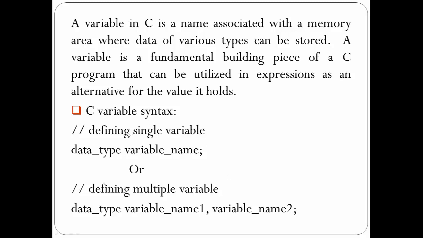For defining a single variable, the first thing which comes into the picture is the data type of that respective variable and then the name of that variable. In a similar way, for defining multiple variables, the data type comes first, then the corresponding variable names, which we need to separate by commas.